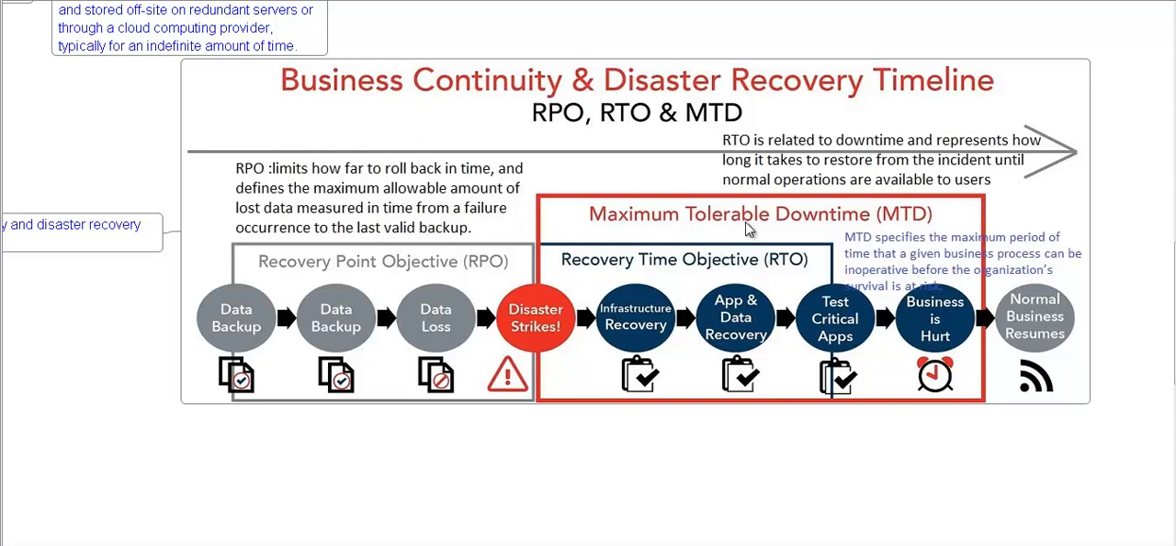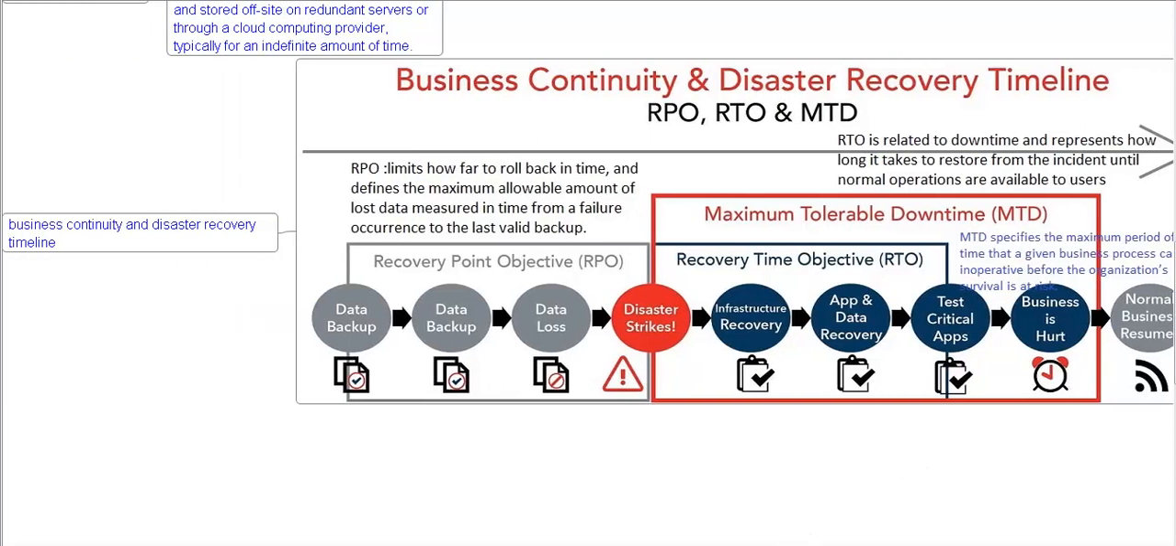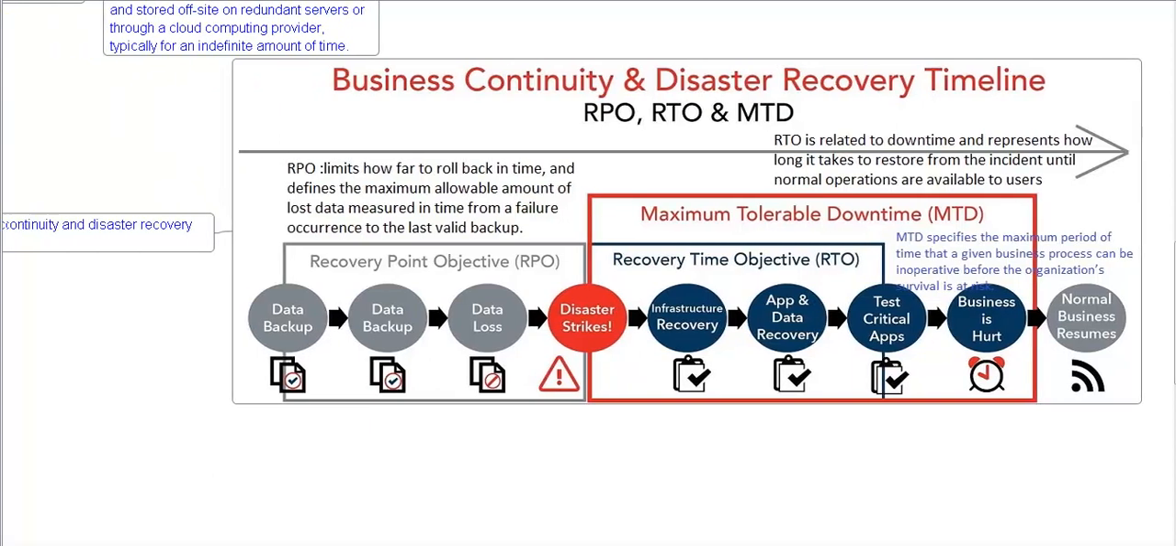Maximum tolerable downtime, MTD, specifies the maximum period of time that a given business process can be inoperative before the organization's survival is at risk. And see, RTO is recovery time objective, is related to downtime and represents how long it takes to restore from an incident until normal operations are available to users. Please pause this video for a while and try to understand this picture.